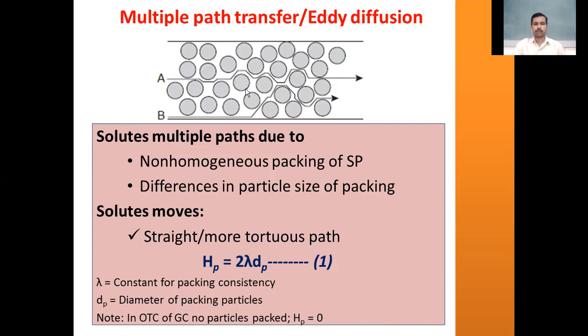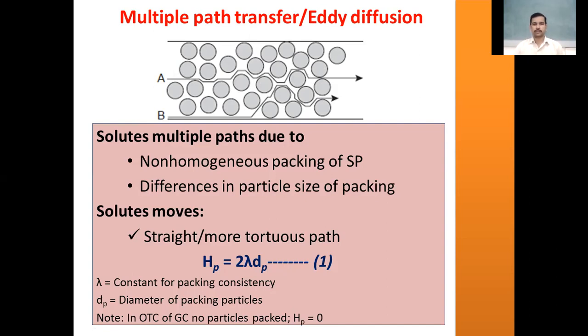When the solute moves linearly, the distance traveled by the solute will be lower. When the solute moves in a tortuous manner, the distance traveled will be higher, and as a result there is more interaction of the solute with the stationary phase particles. Therefore, the band spreading will become very high. So what is the reason for this tortuous movement or multiple path transfer of the solute? This diffusion of the solute is also known as eddy diffusion. Eddy diffusion is nothing but the diffusion of the solute through the stationary phase in multiple paths.